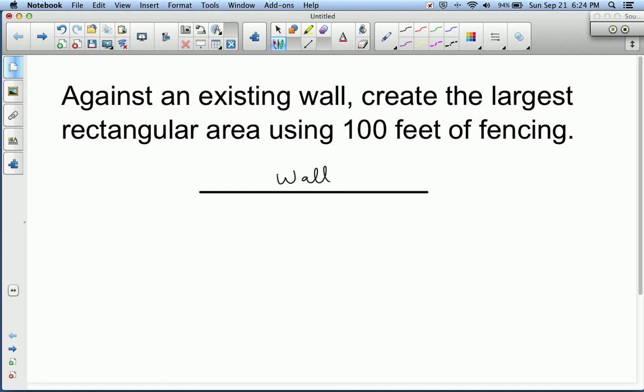Sometimes that can be a creek, right? You can't cross the creek, so you put a pen up along the creek. So now we are trying to create along an existing wall a rectangular fenced-in area. Okay, so there's our fenced-in area, and we want to maximize this area. Now we have 100 feet of fencing.